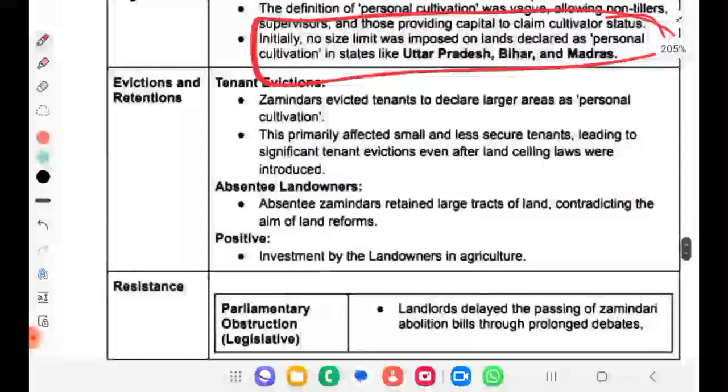Positive is investment by the landowners in agriculture. They invested, but most of them didn't become landowners. Tenants even lost the tenancyship. Okay, eviction and retentions. Resistance.